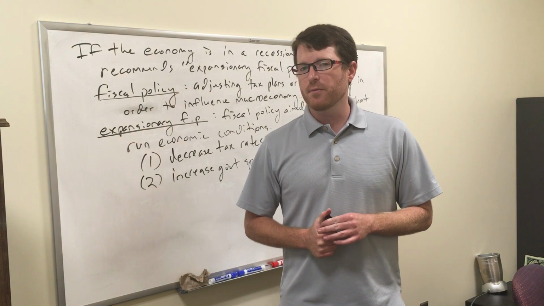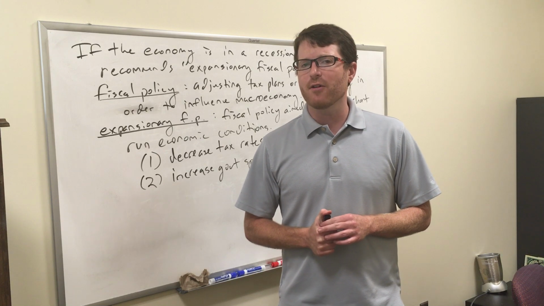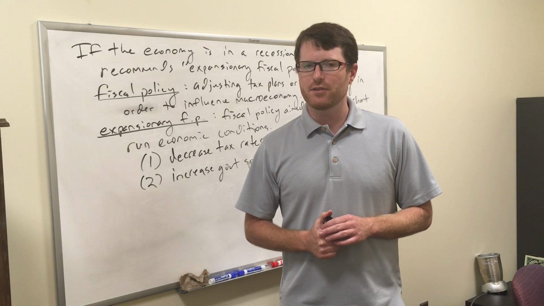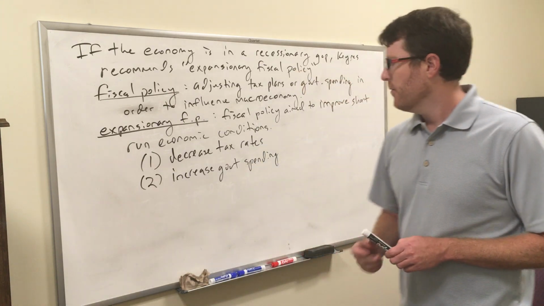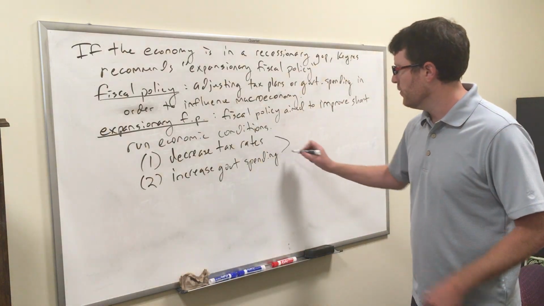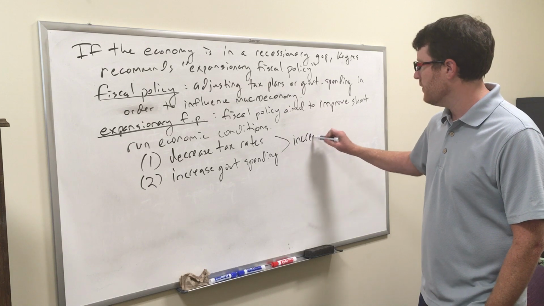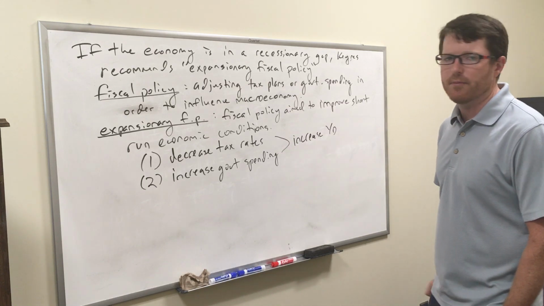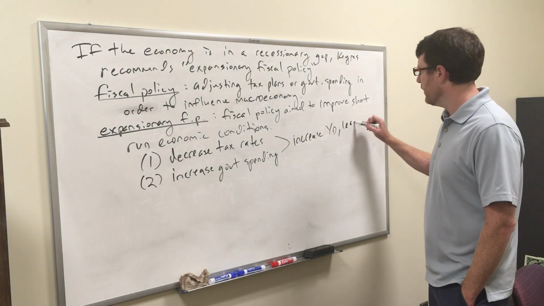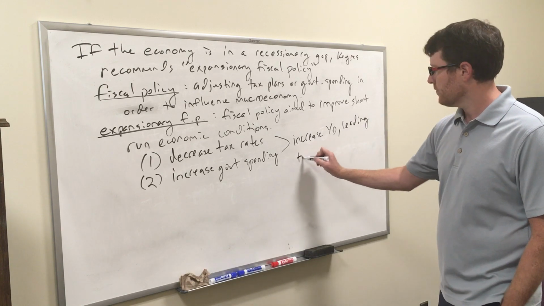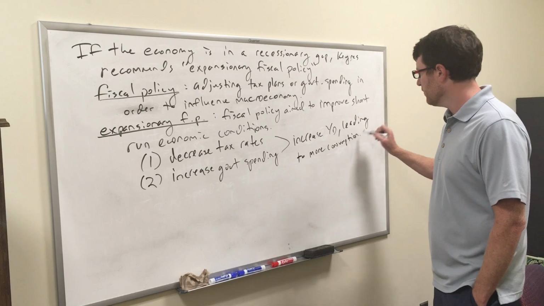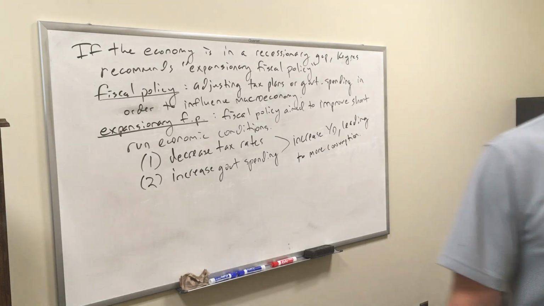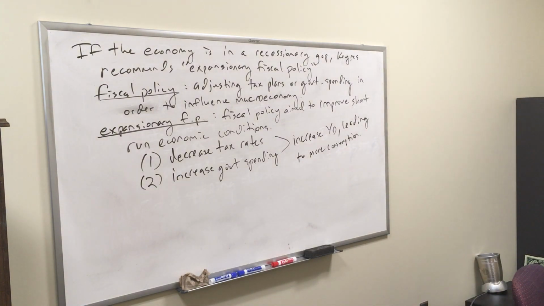So if they're hiring a bunch of employees, those employees now are going to have more money due to this job. So they end up with more disposable income. Okay? Both of these concepts are going to do the same thing. They're going to increase people's disposable income, leading to more consumption. So that's expansionary fiscal policy.